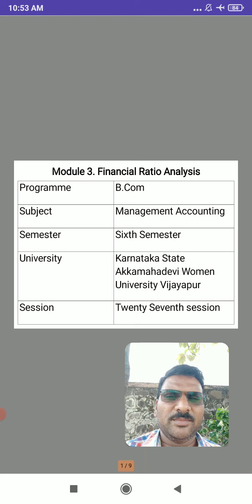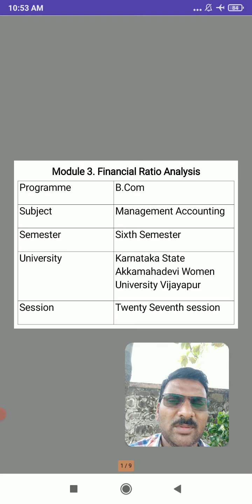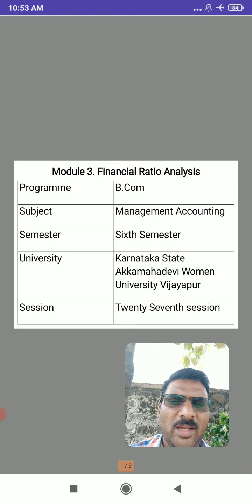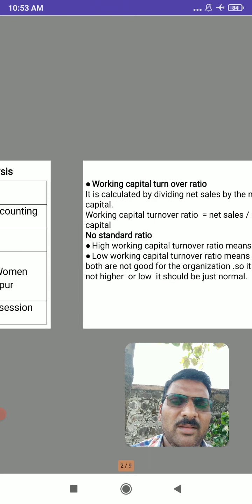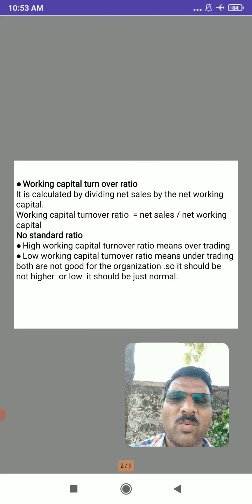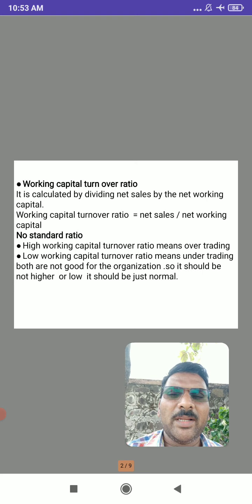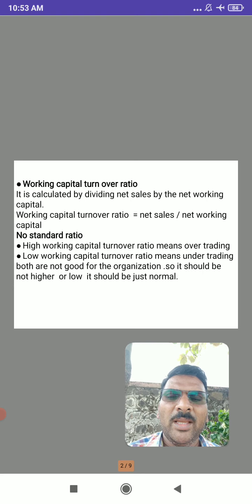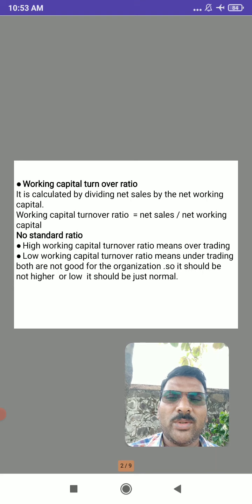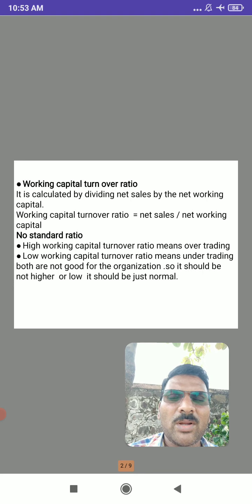In the last session we saw some of the turnover ratios. Now we will study some other ratios. First of all we will see the working capital turnover ratio. This is also one of the turnover ratios. It is calculated by dividing net sales by net working capital. Net sales and net working capital we have already studied.